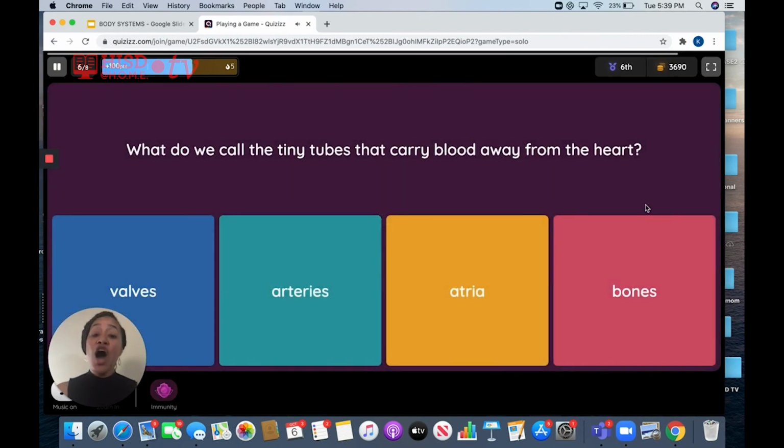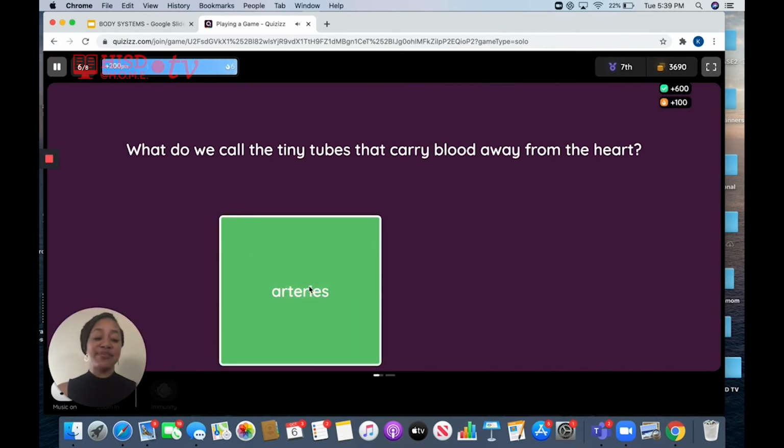What do we call the tiny tubes that carry blood away from the heart? Keyword, away. Any ideas? Yes, away starts with the letter A, and arteries also starts with the letter A. And we learned about the arteries today.